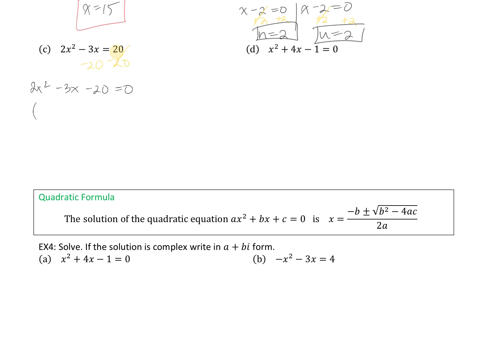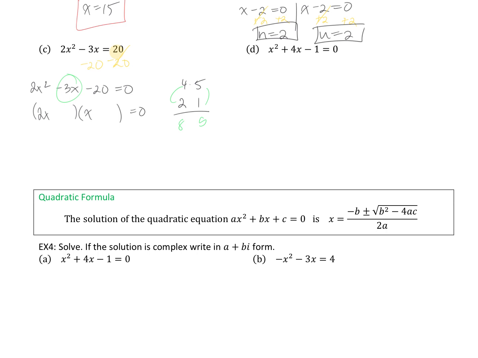Now, can we factor this? Well, 2 can only be broken up into 2x times x, and then let's see, factors of 20. If I do 4 and 5, and then I take the factors of 2, 2 and 1, can I multiply them around to get a negative 3? Well, 2 times 4 is 8, and 5 times 1 is 5. I can subtract those to get a negative 3.